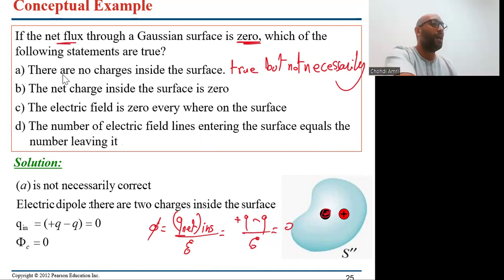So we are talking about the net electric charge, not only the electric charge. Sometimes there is no charge, of course, there is no flux. And sometimes there is charge, but the net charge is zero. In this case, there is also no flux. The net charge inside the surface is zero. Okay, good.